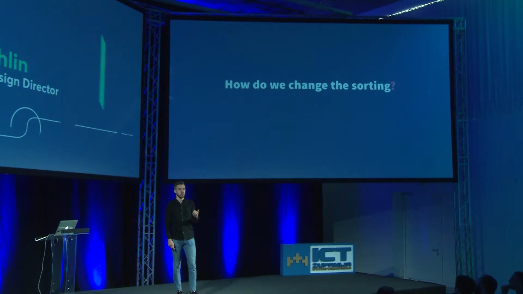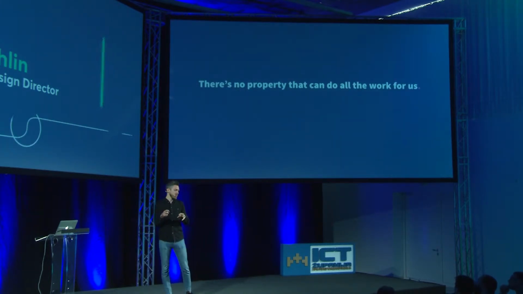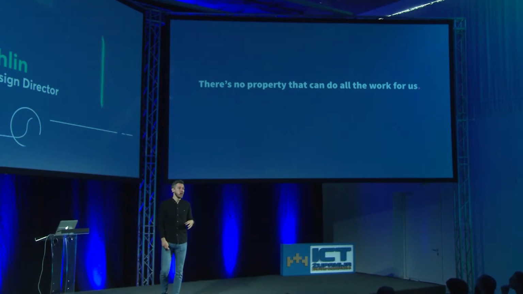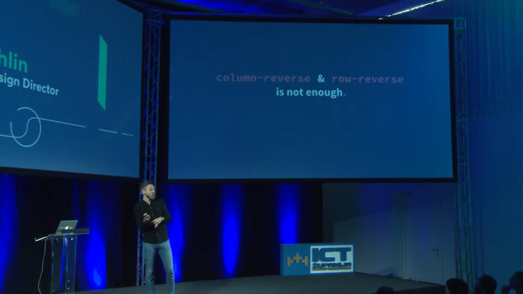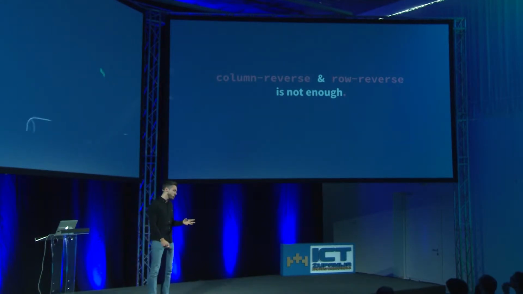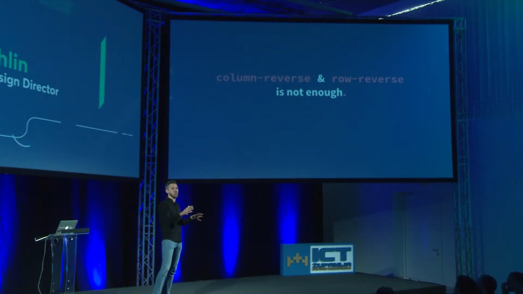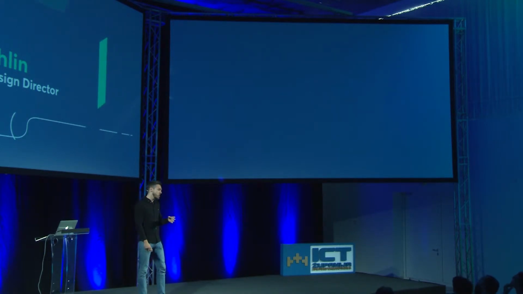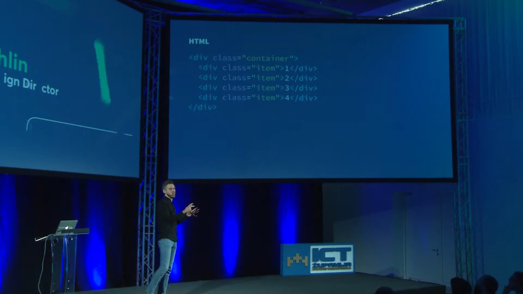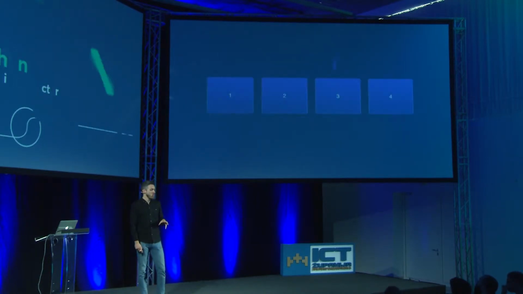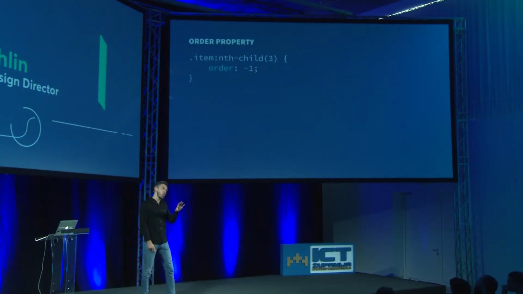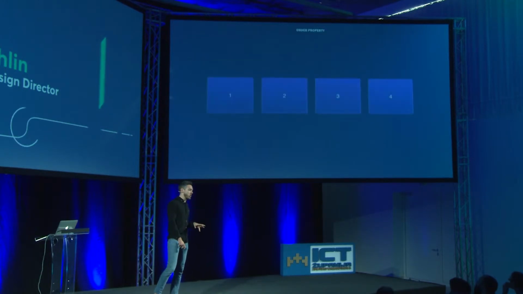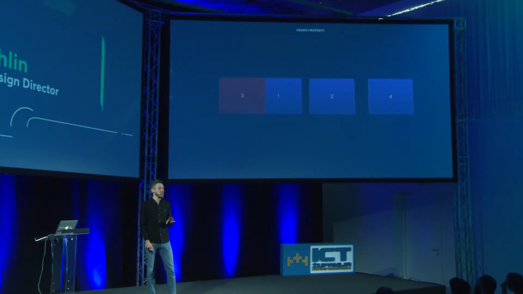How do we change the sorting? There is no real property that can do all the work for us. We've got column-reverse and row-reverse, which just reverse the ordering, but that's about all. What can actually affect the ordering is the order property, and it basically works like this. If we have 4 elements in a list, that may look like this. We target the third element, and we set order to -1. That's going to move that element to the first position in that list.